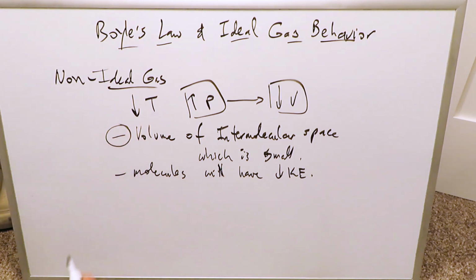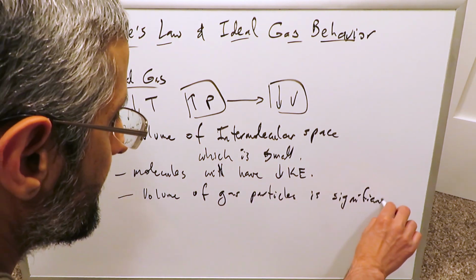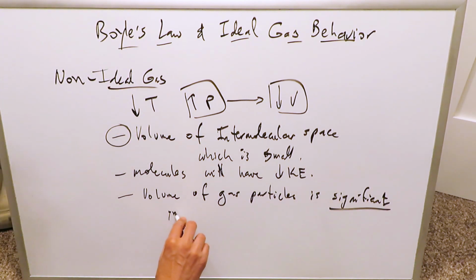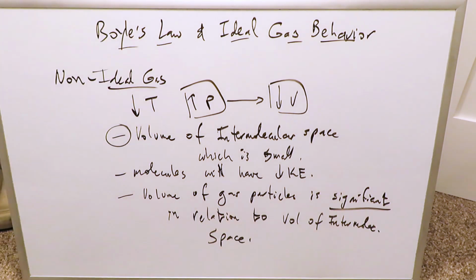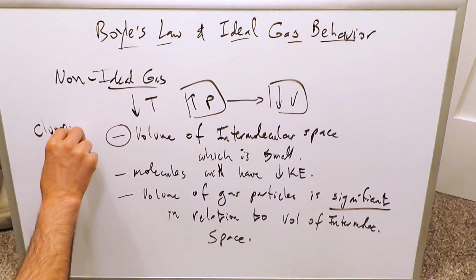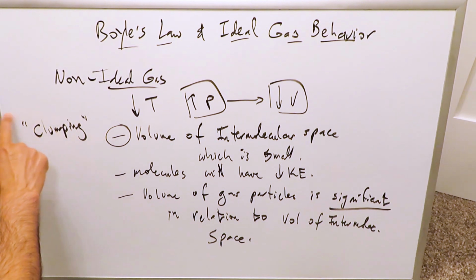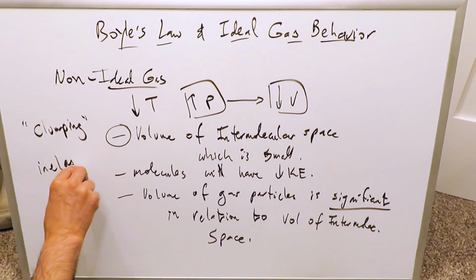But the most important part is this: the volume of intermolecular space, which is small, and this leads to one important outcome, and that outcome is this: the volume of your gas particles is significant now. It's gonna be no longer insignificant, but it's significant in relation to volume of intermolecular space. As a result of the volume of gas particles being significant now with regards to the space between those particles, you will see a bunch of things as a result of that. You will see clumping. When one molecule interact with another, it will have a tendency to clump with that other molecule, and as a result you'll have inelastic collisions.